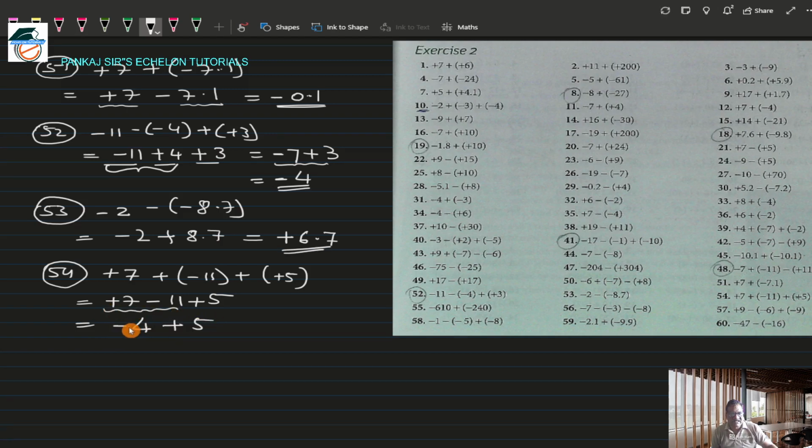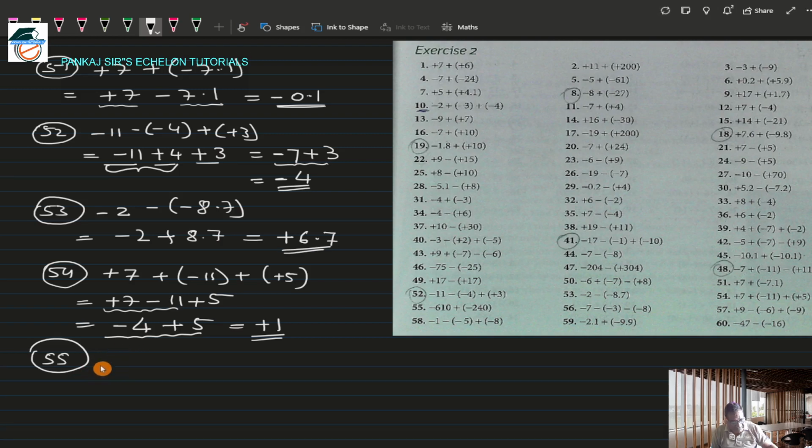Then I'll write this plus 5. Now I'll work on this. This is again two directed numbers with opposite signs. So I'll take the sign of the bigger number, that is 5, so it is plus, and then I'll subtract 4 from 5. So that is 1. The answer for 54 is plus 1. Now 55.